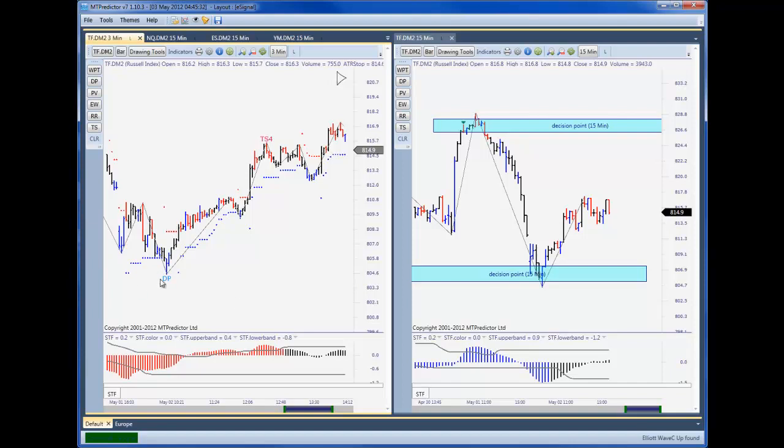take a 3-minute buy setup even though it's against the STF. In other words, you knew you were at large degree support at this time. So let's have a look at how this unfolded.